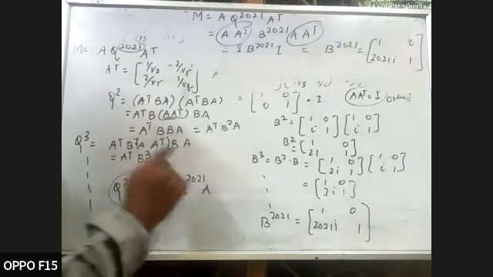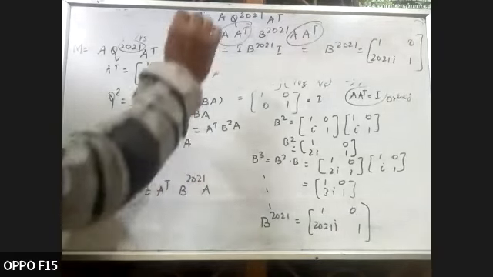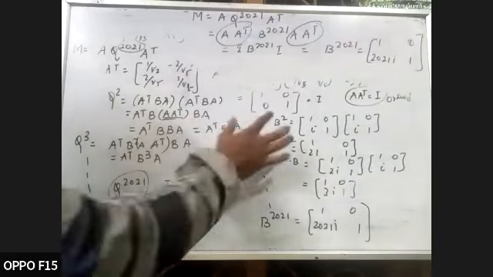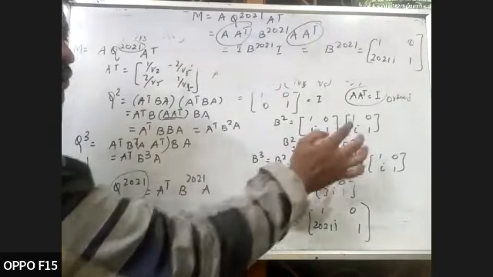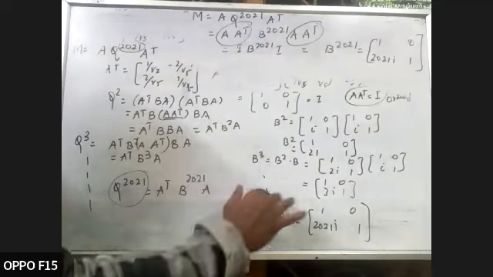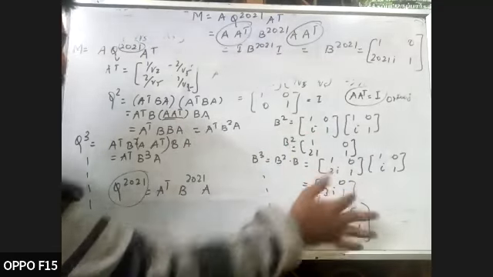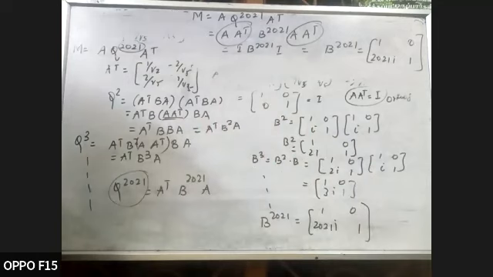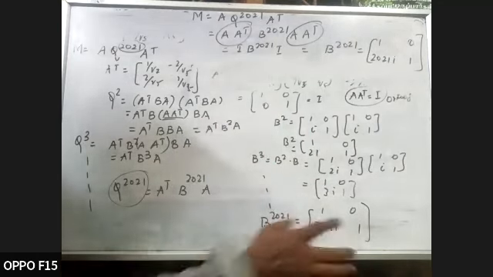கண்டுபிடிச்சாச்சு. இப்போ இந்த B power 2021 கண்டுபிடிக்கணும். அதுக்கு your B value is given in the problem. Find out B square. We'll get 1 2i 0 1. Find out B cube, B square into B, I'll get 1 3i 0 1. Proceeding in the same way, I'll get B power 2021 is equals to 1 2021i 0 1.